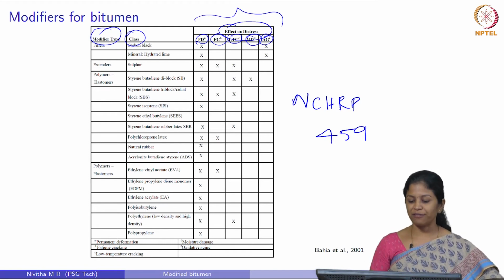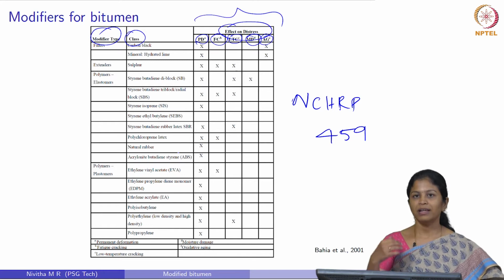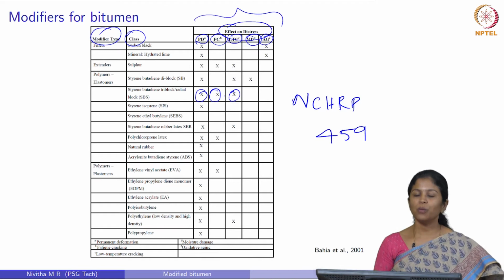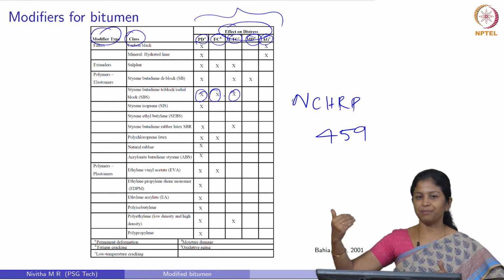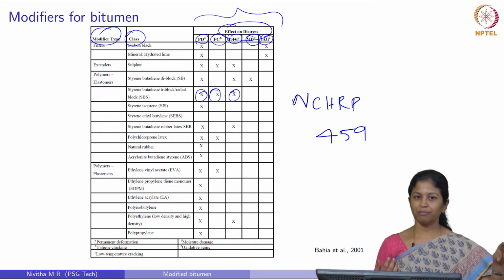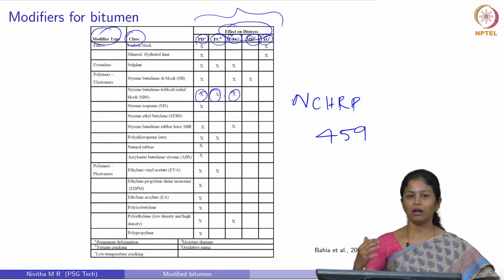So let us see what is the effect of some of these elastomers on the distresses. Let us take SBS. So SBS is one of the commonly used elastomers. In SBS we can see that SBS has a positive effect on permanent deformation, fatigue cracking and low temperature cracking. So what do we understand by this? SBS improves the stiffness of bitumen at high temperatures and it also reduces the stiffness of bitumen at low temperatures. That is why we are able to see a positive effect on the permanent deformation caused at high temperatures and the cracking which is caused at low temperatures.